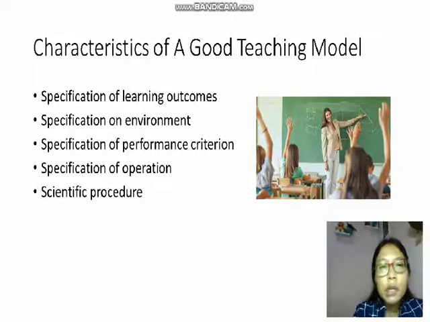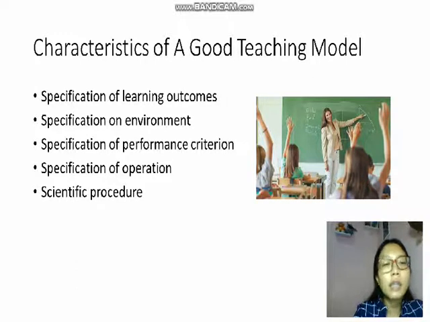The next one is a specification of environment. As we know, a teaching model takes place in an environment. So a teaching model should specify the environmental conditions under which a student's response should be observed. The next one is a specification of performance criterion. As we know, in teaching there will be a performance and it should consist of a criterion. So a model of teaching specifies the criterion for the performance which is expected from the students.